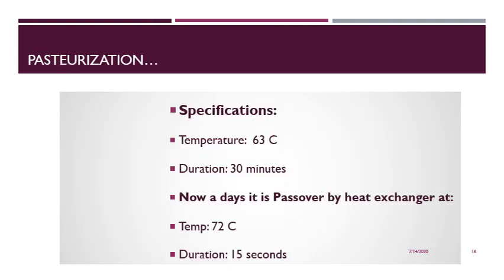Here are some specifications for pasteurization: the temperature should be around 63 degrees centigrade and the duration 30 minutes. But nowadays it is done using a heat exchanger, which works at a temperature of about 72 degrees centigrade and a duration of just about 15 seconds.